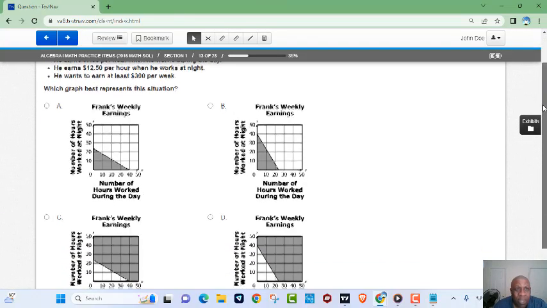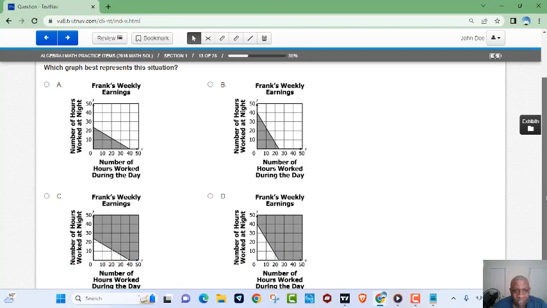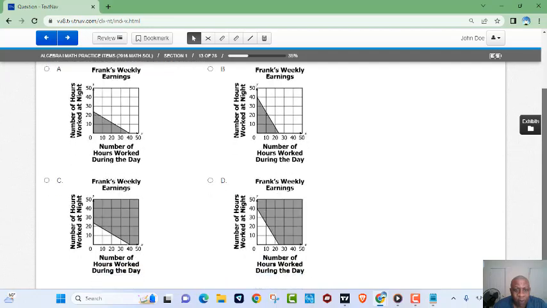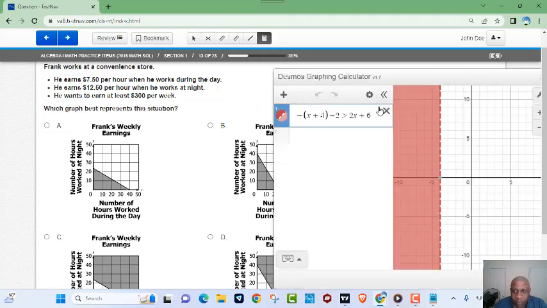So since it's at least 300 or more, we can rule out A and B, because A and B would be less than. But you see that C and D are greater than. So we just need to figure out which one between C and D it will be. And this is how we'll do it. He wants to earn at least $300 per week. If he works during the day, he gets $7.50 per hour. So let's just pull up Desmos real quick.